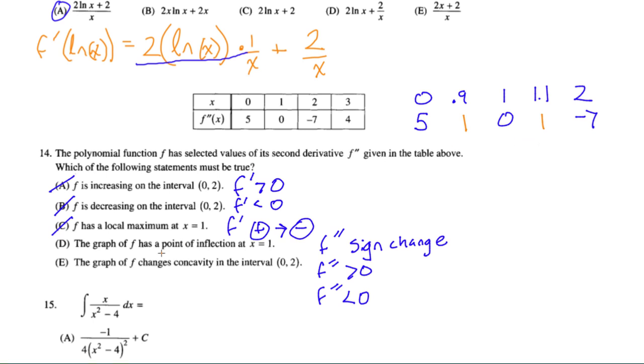Right. So it cannot be D. By process of elimination, it's E. It does change concavity between 0 and 2 because you definitely have a positive, you definitely have a negative, you definitely went from a positive to a negative at least once. You definitely changed. Cool, cool.